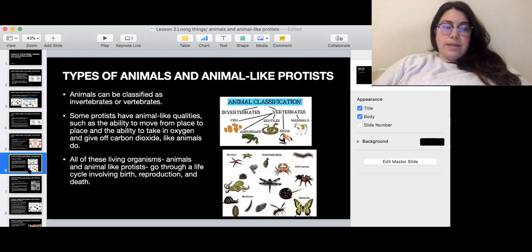As I said before, animals can be classified as invertebrates or vertebrates. Some protists are not animals, but they have animal-like qualities because they can move from place to place and they take in oxygen and give off carbon dioxide. So when talking about animals, we talk about protists too. All of these living organisms, animals and animal-like protists, have to go through a life cycle that involves birth, reproduction, and death.